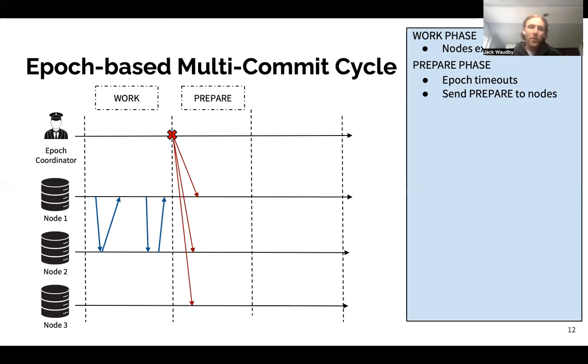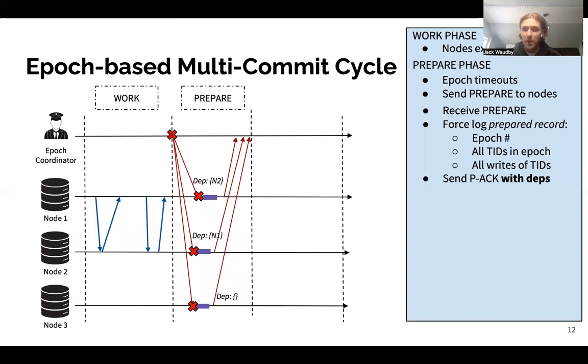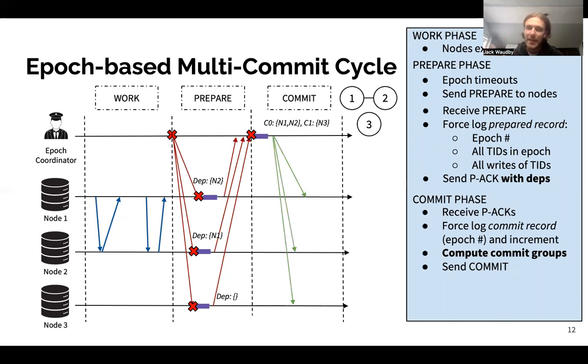At commit time, the epoch coordinator sends out the prepare message to all of the nodes, who then, as before, log the necessary information for recovery and respond with a prepare ACK. But this time, they piggyback onto this message the dependencies, the nodes they've interacted with in that given epoch. So here, for example, node 1 sends, I've interacted with node 2, and node 2 sends the same thing, that I've interacted with node 1. The coordinator collects this information, constructs a graph in memory, executes connected components, and discovers that node 1 and node 2 are in a commit group, but node 3 is not.